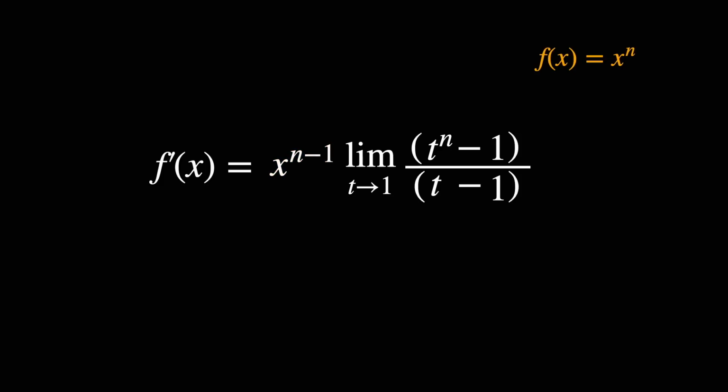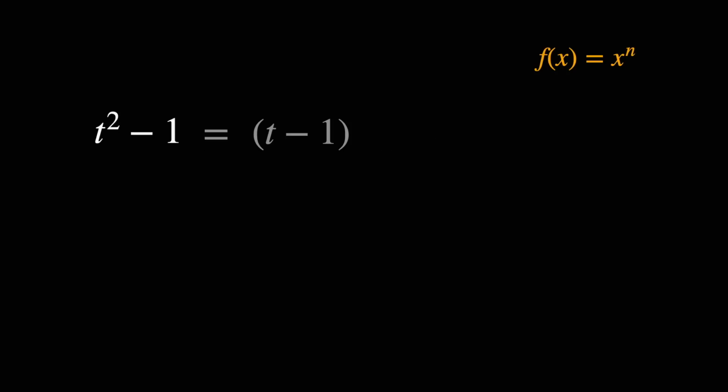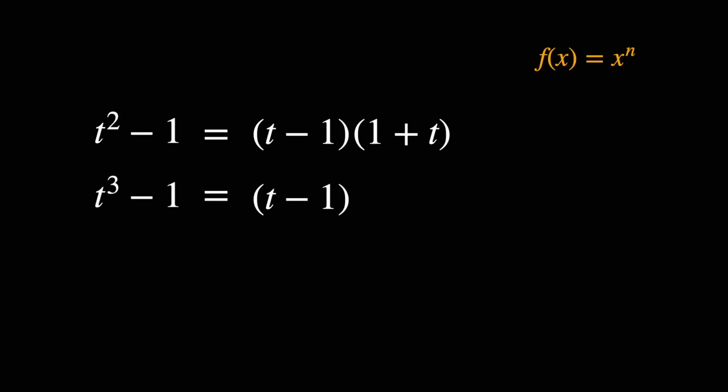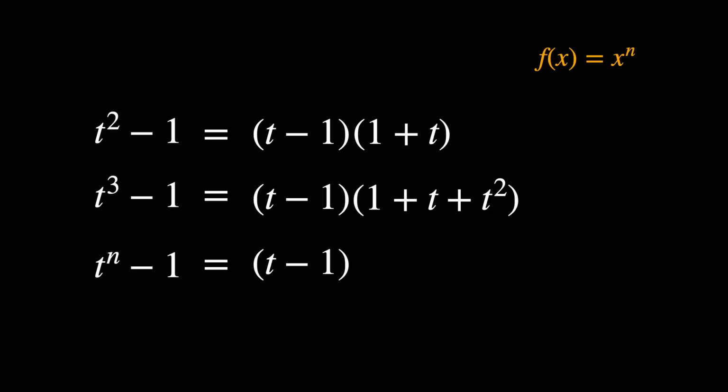In order to do this limit, we need to know how to factor t to the n minus 1. Now, by the time students are in Calc 1, they've learned factoring rules like difference of squares and difference of cubes, so factoring something like t squared minus 1 is easy. You get t minus 1 times t plus 1, or 1 plus t, and t cubed minus 1 factors as t minus 1 times 1 plus t plus t squared. It's easy to learn this pattern, so we can see that t to the n minus 1 factors as t minus 1 times ascending powers of t, 1 plus t all the way up to t to the n minus 1 power.